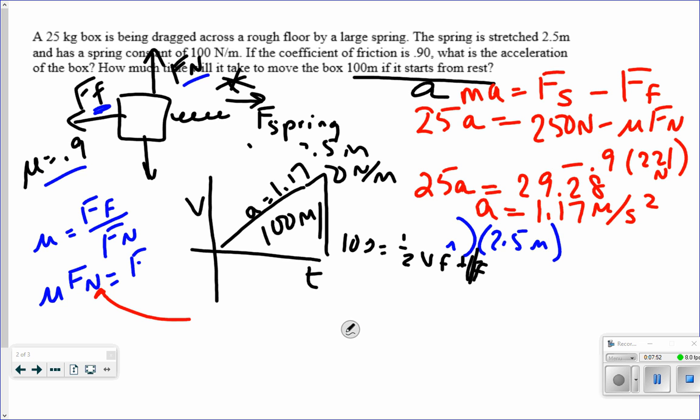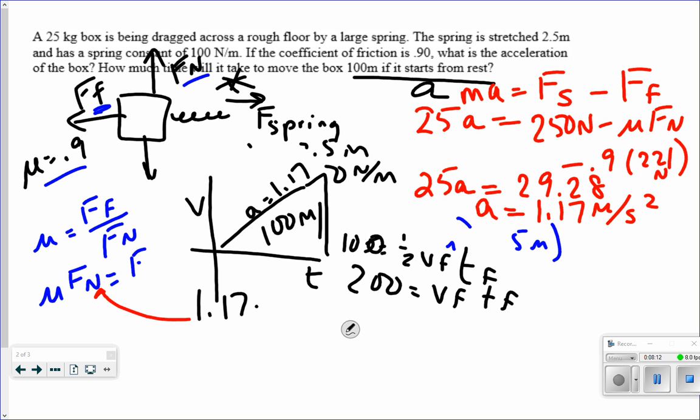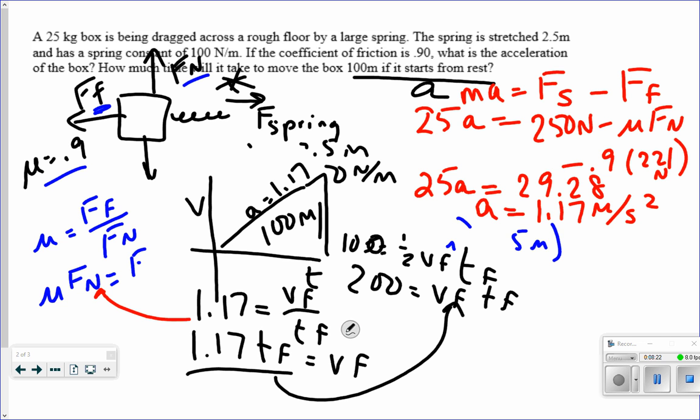Sorry, this isn't calibrated properly, so I can't see what I'm doing on some of these. All right, there we go. And that's supposed to be a 0. All right, so 100 equals 1/2 vf tf, so 200 equals vf tf. The slope of my line is my 1.17, and that's going to be vf over tf, because again, those initials are 0.